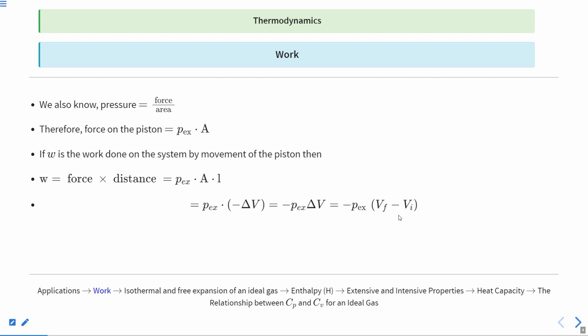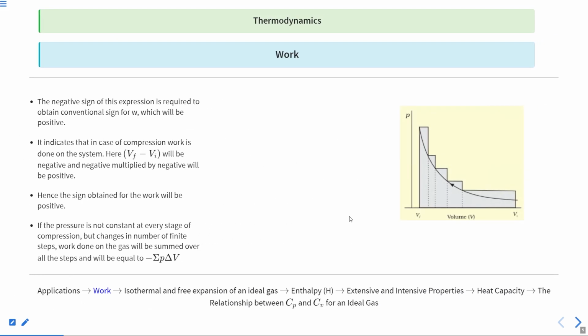I'm just giving you a point here, so that when I use a different formula, you should remember what I have told. Now, the negative sign of the expression is given to maintain the sign convention. Because here V final minus V initial will be negative, and that will give you the negative work. But since the work is done on the system, it is a compression work, therefore it should come out to be positive.